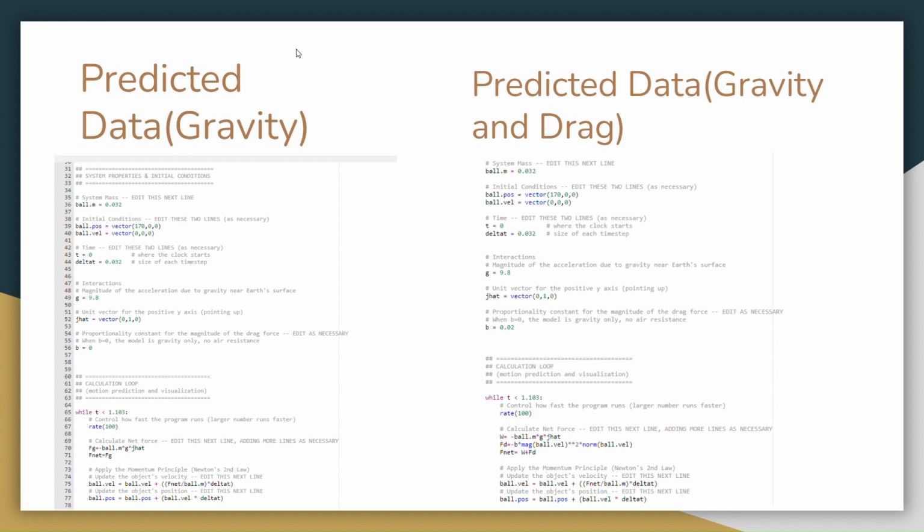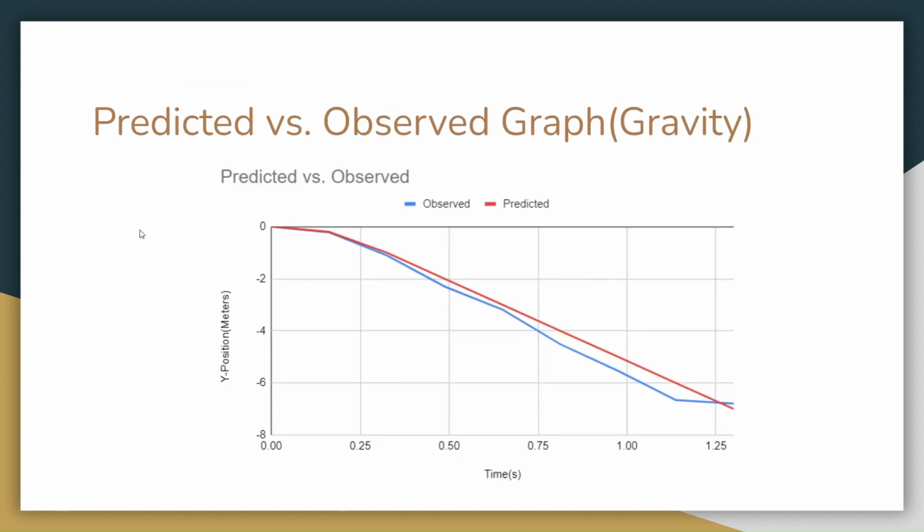And for the code using GlowScript, we can compare gravity and drag. Here we have B, and here we have just different equations, just to account for different forces acting on the object.